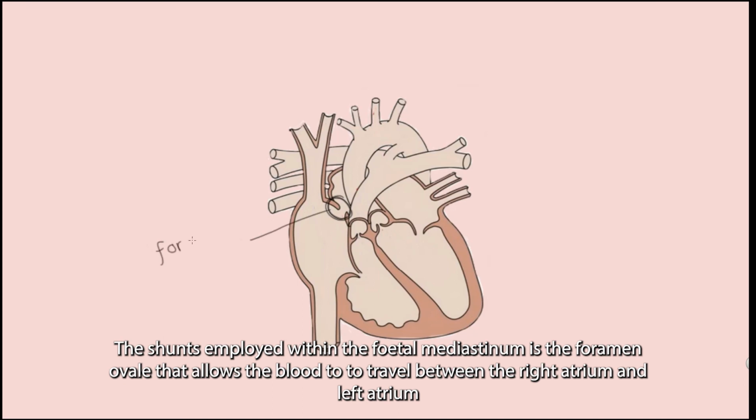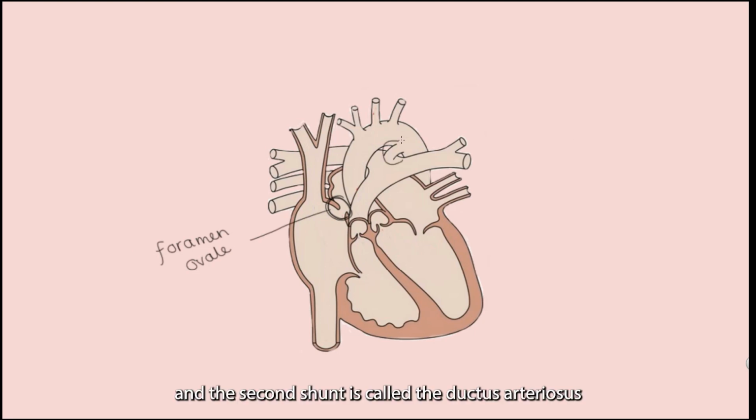The shunts employed within the fetal mediastinum are the foramen ovale, which allows blood to travel from the right atrium to the left atrium. And the second shunt is called the ductus arteriosus, that is located between the pulmonary trunk and the aorta.